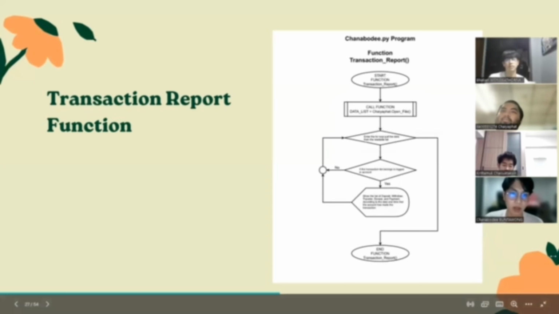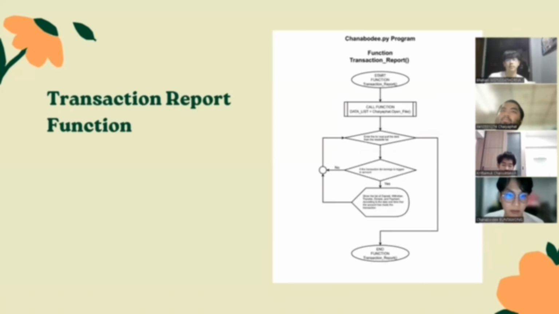For the transaction report function, first we'll open the data list from the open file, then enter the account that we are interested in, and after that the program will check whether the account belongs to the data list or not. If it belongs to the data list, the program will print out every transaction data according to the date and time.